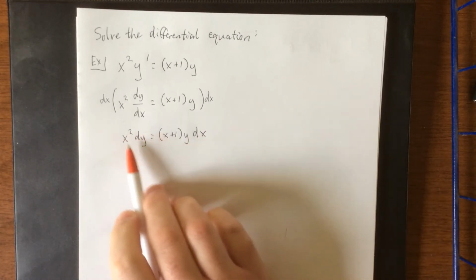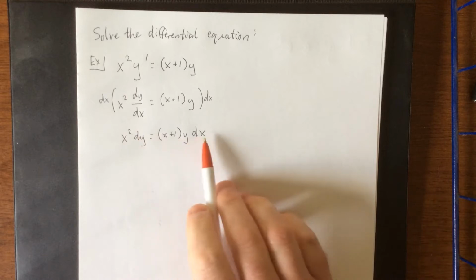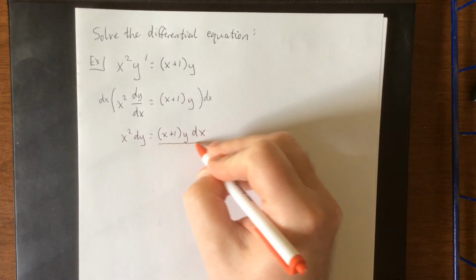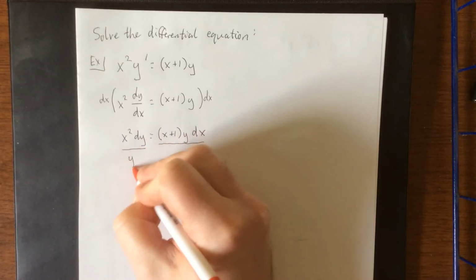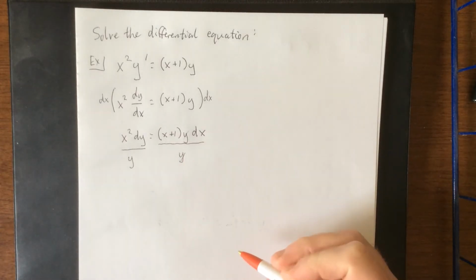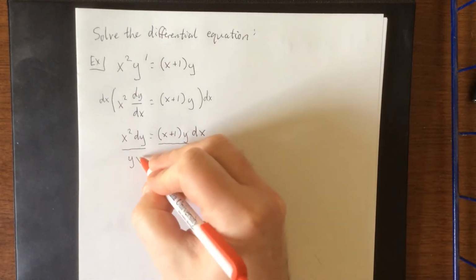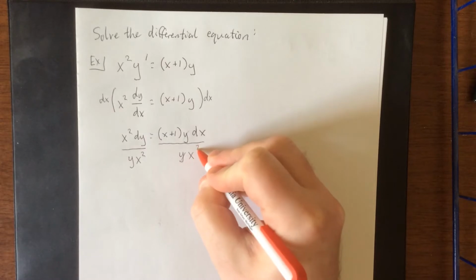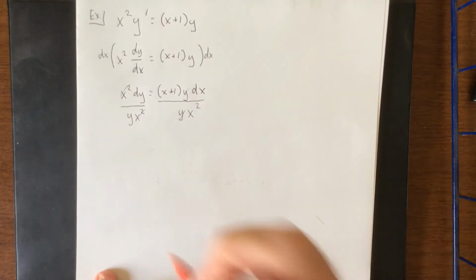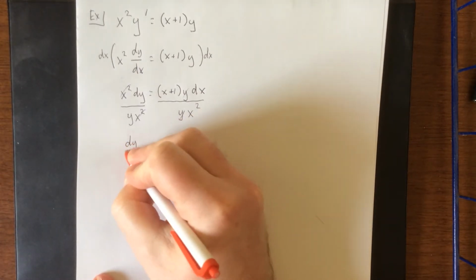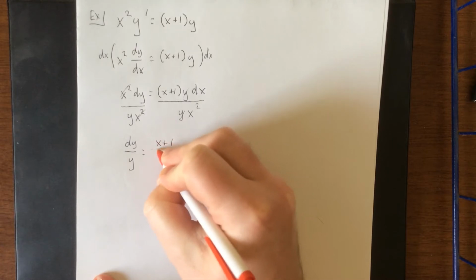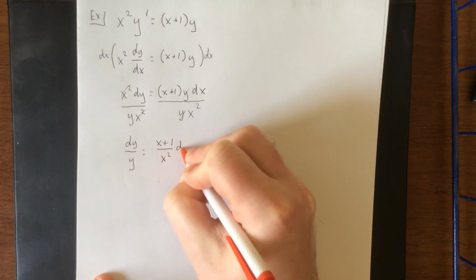This means I want to gather all of the y terms on the left-hand side and gather all of the x terms on the right-hand side. I can gather the y terms on the left side by dividing both sides by y to get the y away from the right-hand side. And I can gather the x squareds on the right side by dividing both sides by x squared. This leaves me with the following equation. This will be dy over y is equal to x plus 1 over x squared times dx.